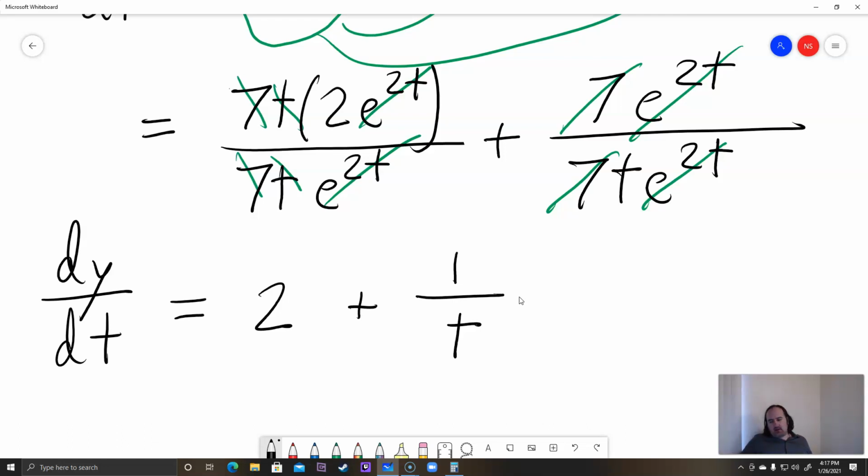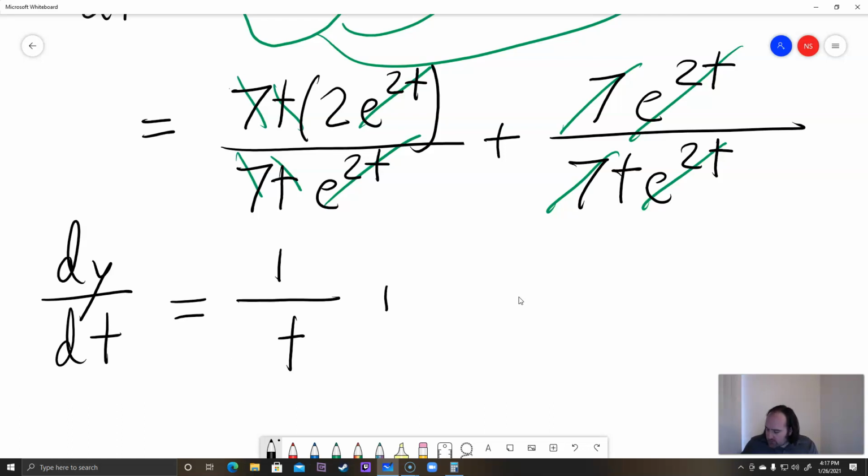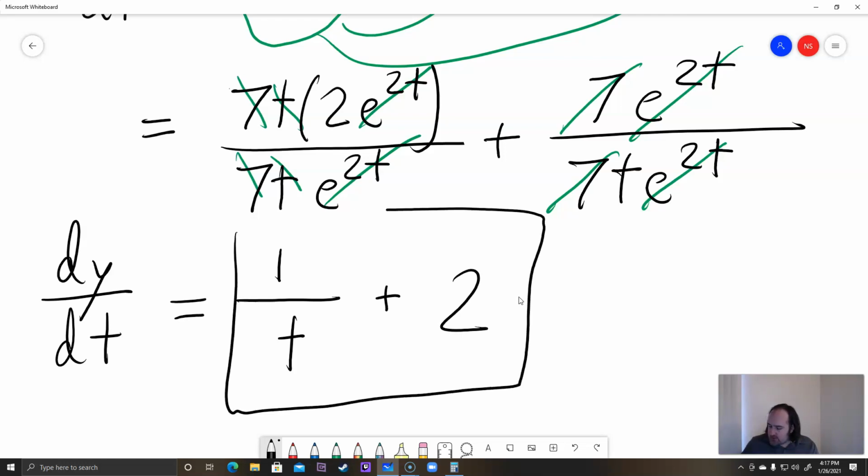And I think in our book, they would write the variable before the constant, so they would switch the order in which they're adding here. So for our final answer, we're going to rewrite it as 1 over t plus 2. Because remember, when you're adding, the order doesn't matter, so you're allowed to switch the order around. Okay, so our answer is going to be dy dt equals 1 over t plus 2. Pretty cool, huh?